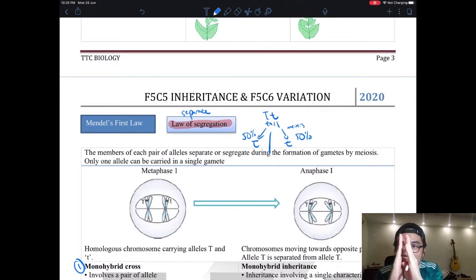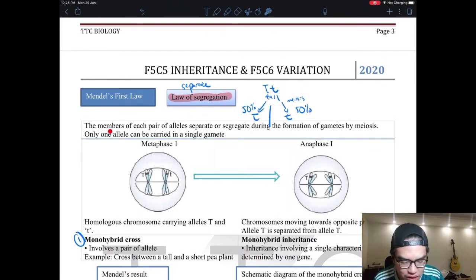Can you see? They are separated. The sperm is 50-50 separated. That's why Mendel called it the law of segregation. The law of segregation. All right, so what does it say? The members of each pair of alleles separate or segregate during the formation of gametes. Like here, I segregate them by meiosis.